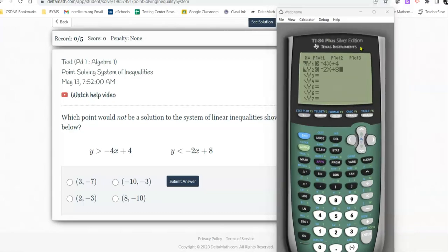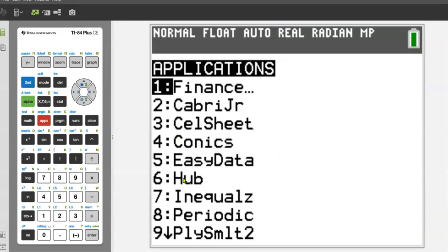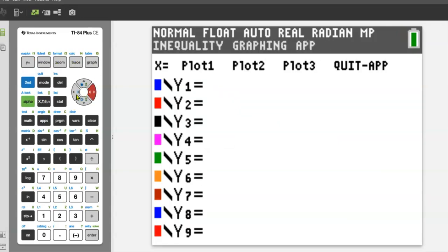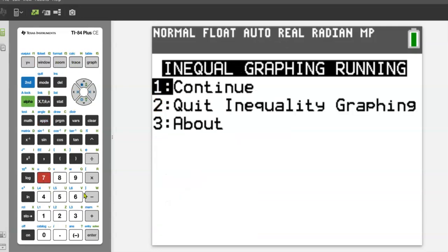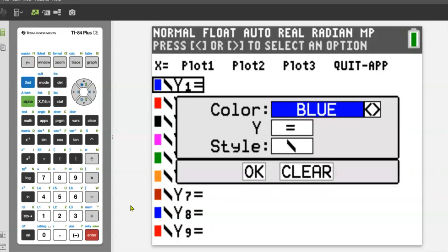If you have a newer model calculator, then after you turn your app on, which is typically number 7, and you go to your y equals menu, when you arrow over here and press enter, you can see the second option down is where you'll change the symbol. So you press the left or right arrows to change from less than to greater than.